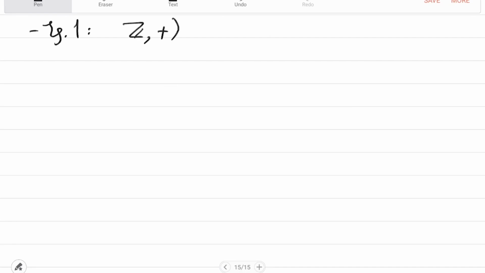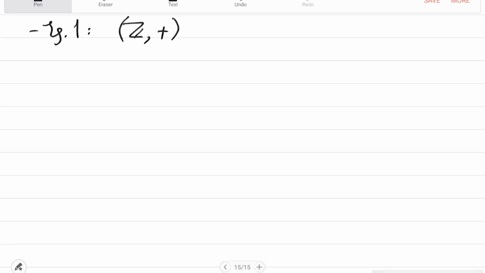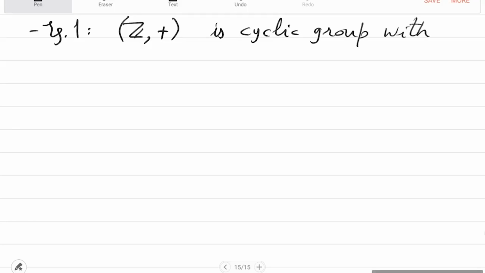integers with the addition operator, it's a group. Is it cyclic or not? Yes. So what is the generator of Z plus? Right. If you just use 1, then you can only generate the positive numbers. So you also need -1, but with 1 and -1 you can generate everything. Right. So this is a cyclic group with the generator 1.